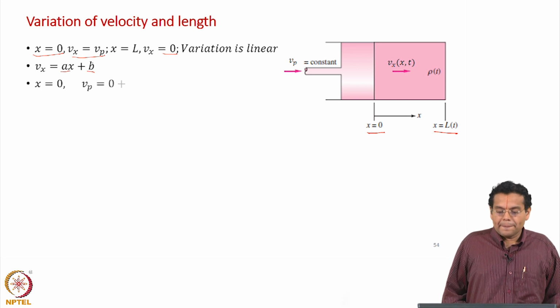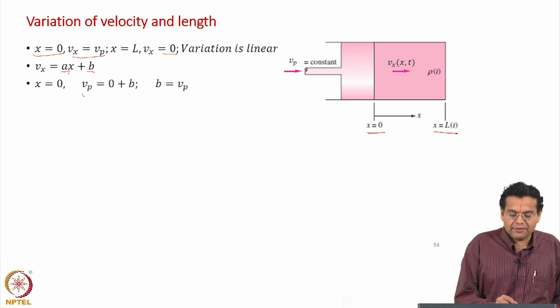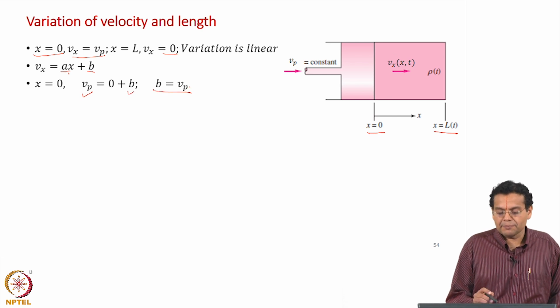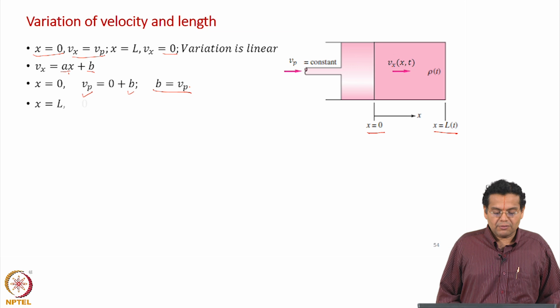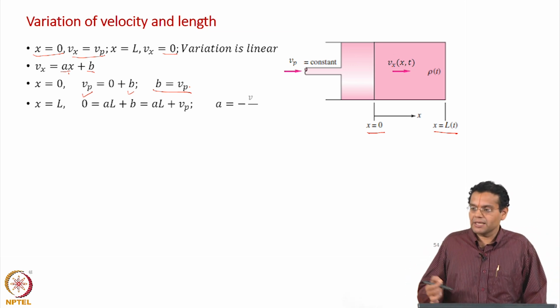Let us assume V x is A x plus b and find out the constants. First, x equal to 0, so we substitute x equal to 0 here. The left hand side velocity is V p, and of course the right hand side we have b, which means that b is equal to V p. Now, what is the other condition? X equal to L. Please remember L varies with time.